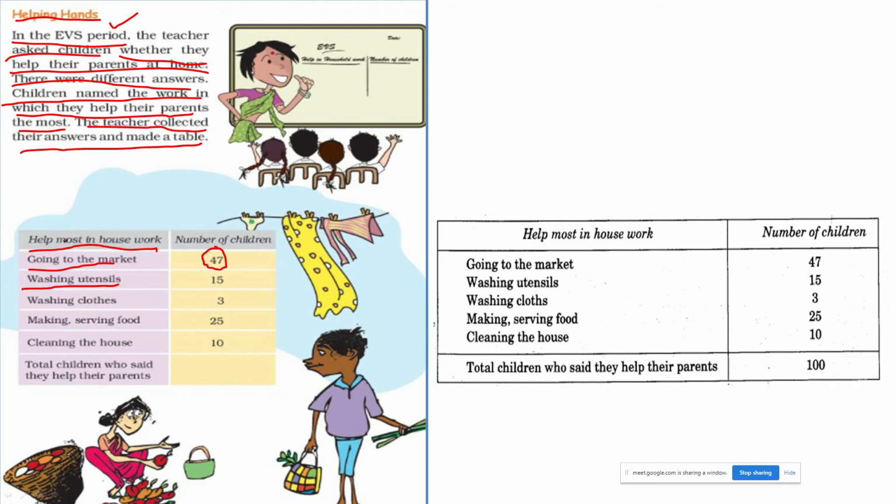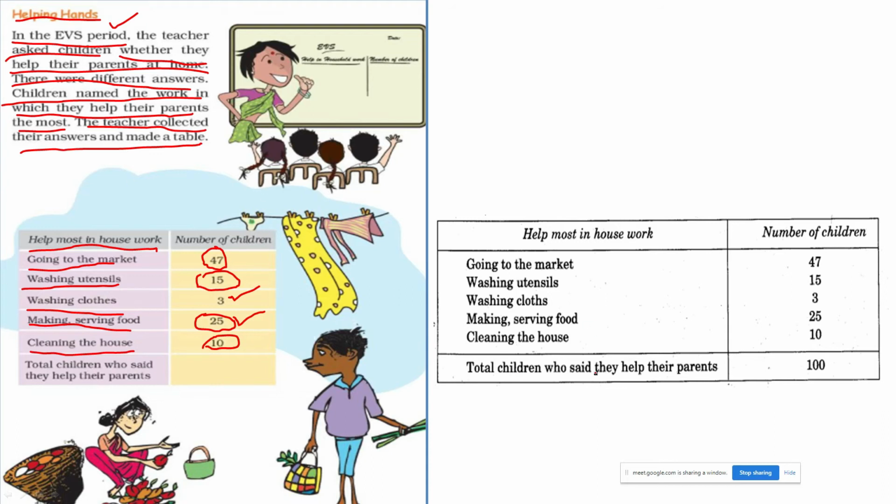Okay, बर्तन को साफ करते हैं हम लोग. Nearly 15 children said that. And washing clothes, हम लोग wash करते हैं dress को. That 3 children said. Making serving food for the guest. Okay, those who are coming to our house, we help our parents to serve the food items. Nearly 25 children said that. Cleaning the house, how many children said? 10 children said. We mop the house, we clean the house with water, like that 10 children said.